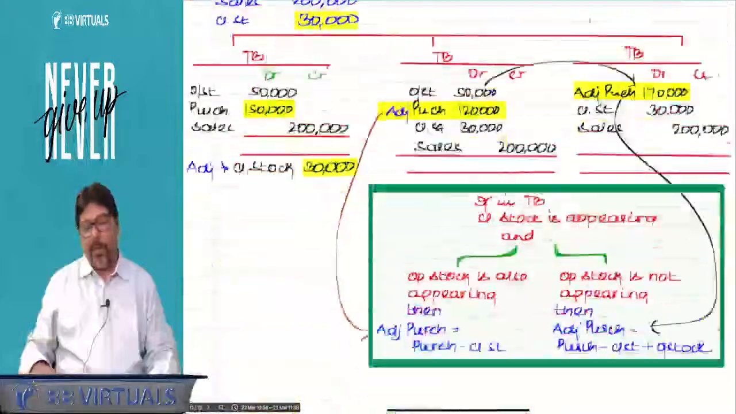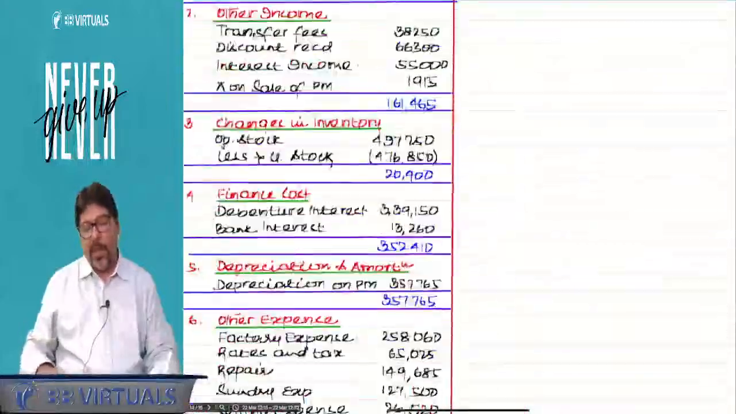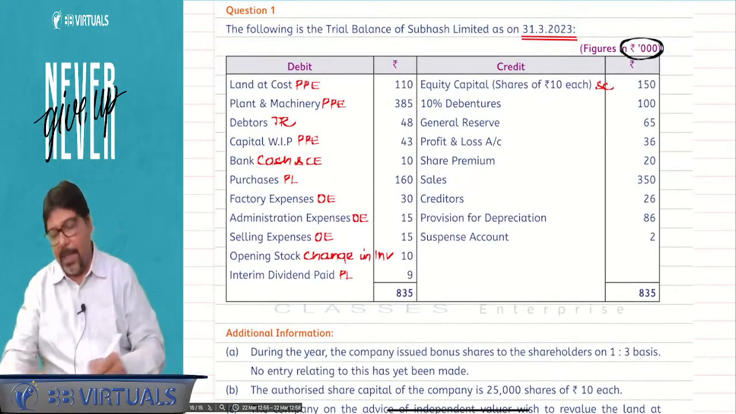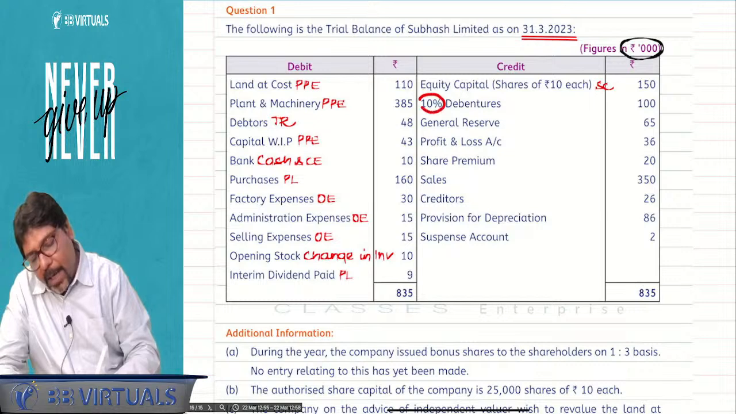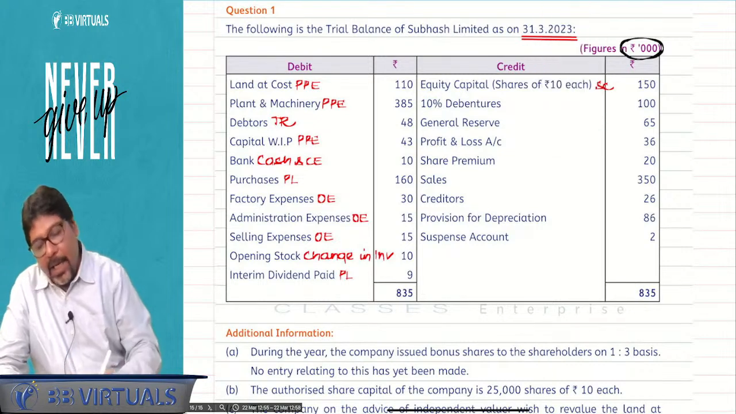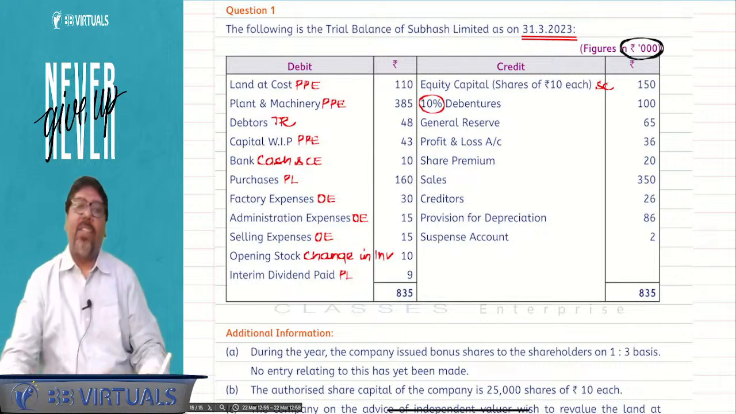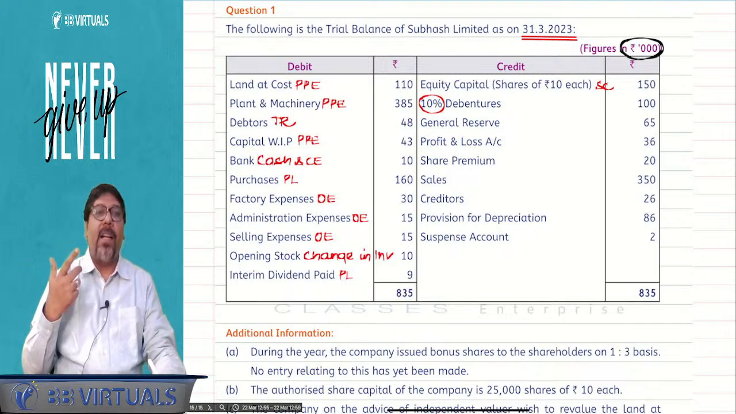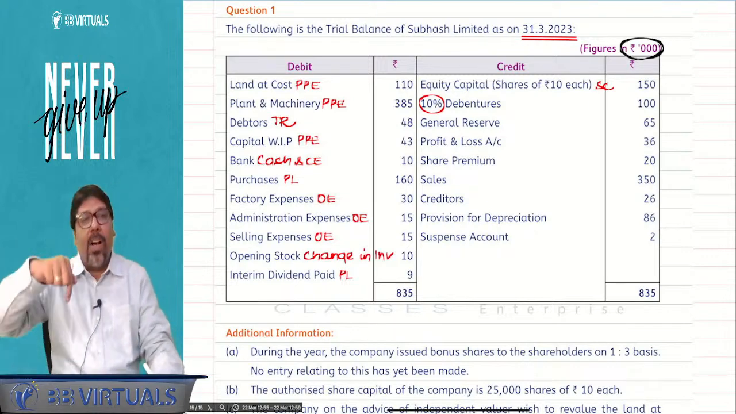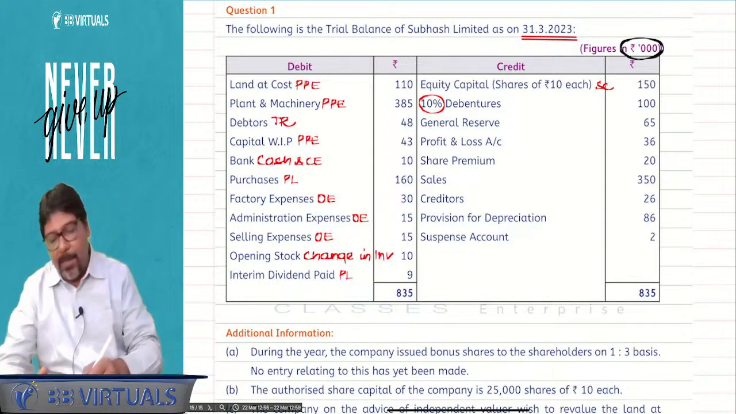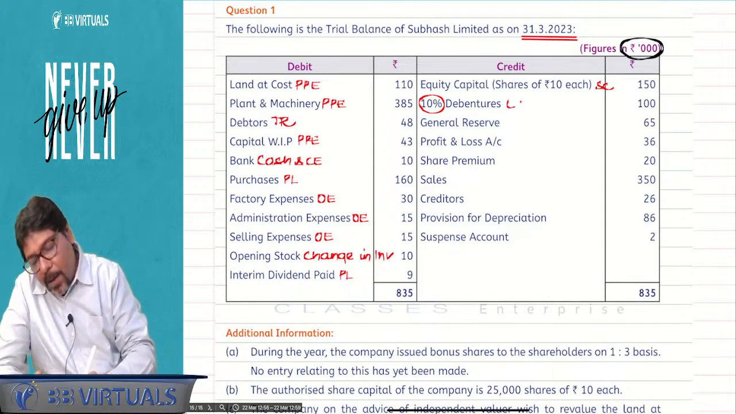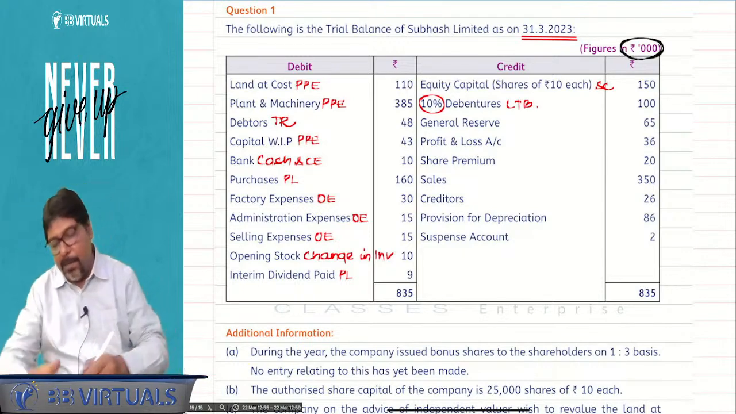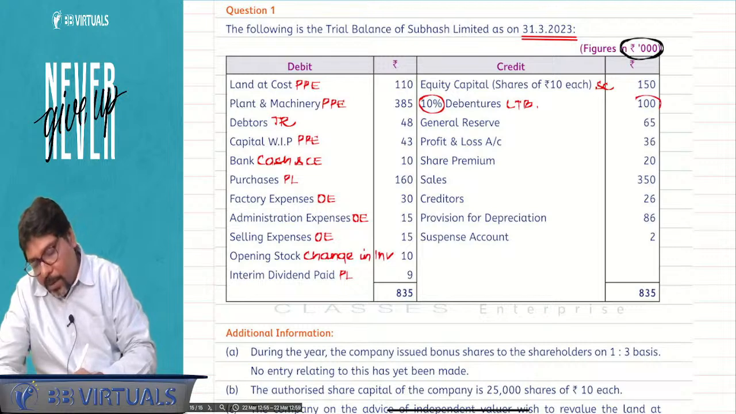Now, my wonderful chartered accountants, this will go in P&L. 10% debenture, interest is 10%. So 10% interest on debentures. Where will debentures go? Sir, debentures will go in balance sheet liability, under non-current liability, long-term borrowings.